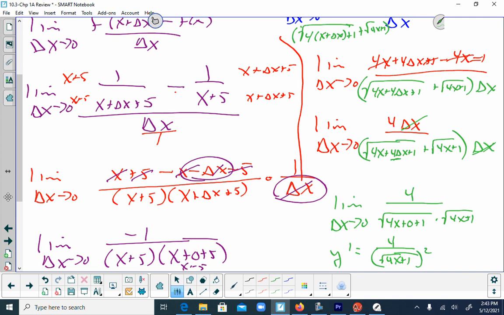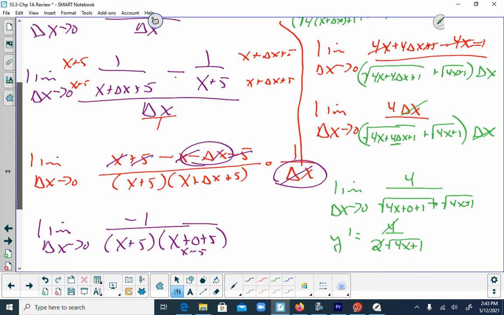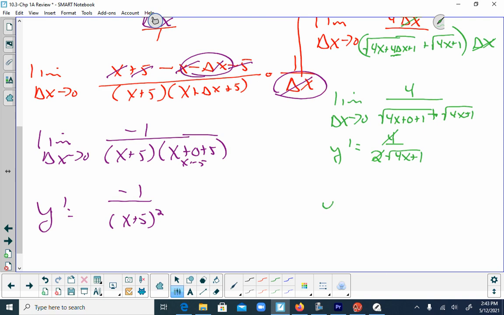oh no, that's a plus sign, Mrs. Ward. That's a plus sign. No squared. Oh my. No squared. I'm going to have 2 of them. So I'm going to write a 2 there. Now the 4 and the 2 will simplify, and my derivative will end up being 2 over the square root of 4x plus 1. And that's my final answer.